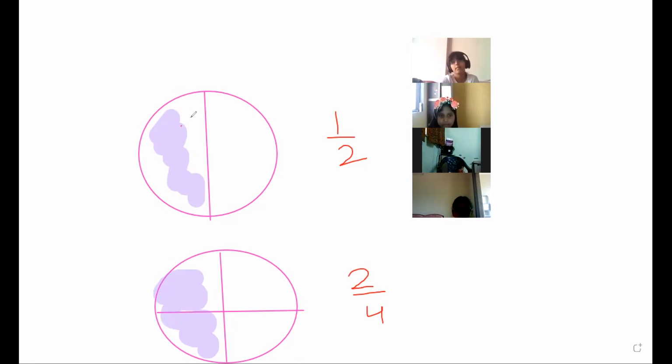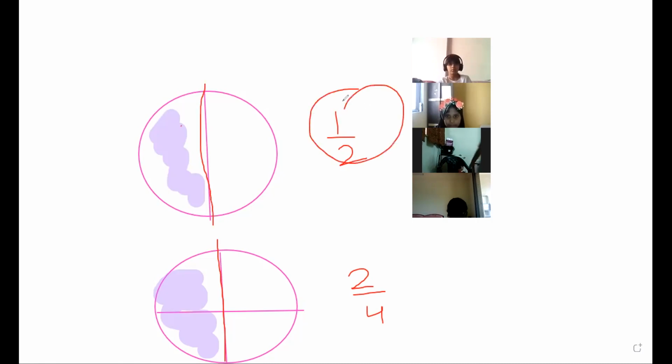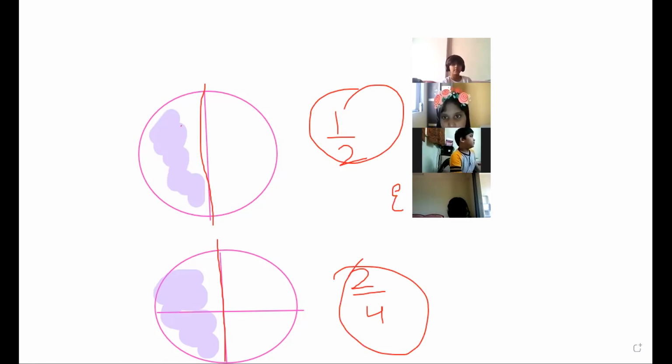Look, so having same region, this part. So 1 by 2 and 2 by 4 are what? What are they? Tell me. Equivalent fraction. Please remember the spelling. Equivalent fraction. Okay.